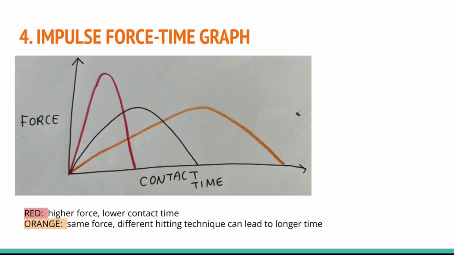And this is another graph, just simplified, but the black line is the original line, the red line and the orange line are new lines. So the red line represents a higher force with lower contact time, and the orange line represents the same force but different hitting technique, which can lead to a longer contact time.